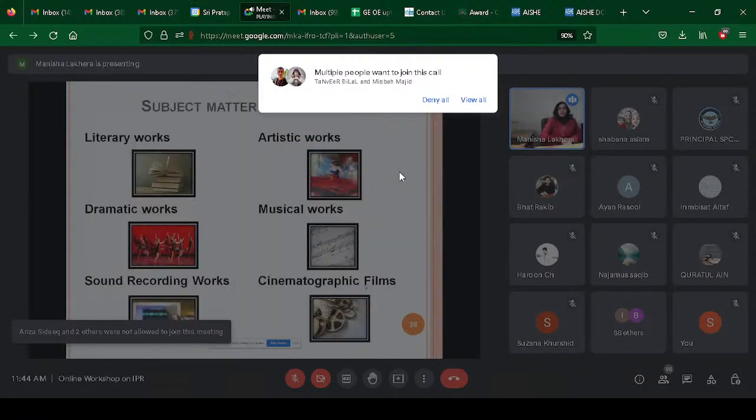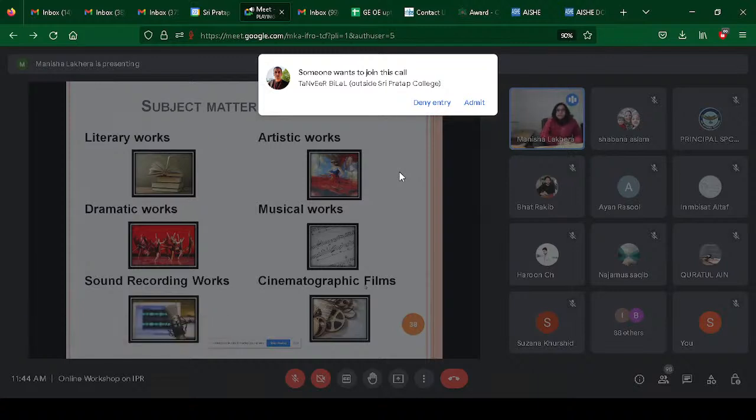Now the subject matter of copyright: books, poems, then paintings, musical notes, ballets, skits, plays, dramas, songs, movies. These all are the subject matter of copyright.